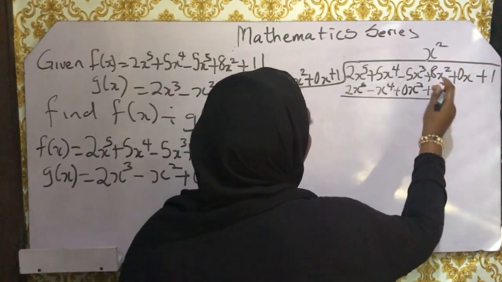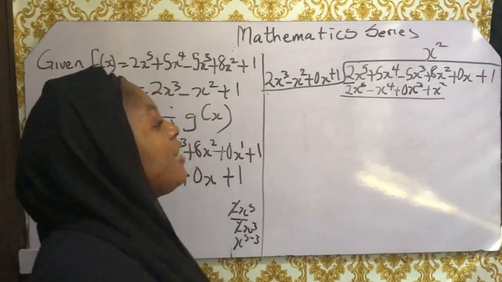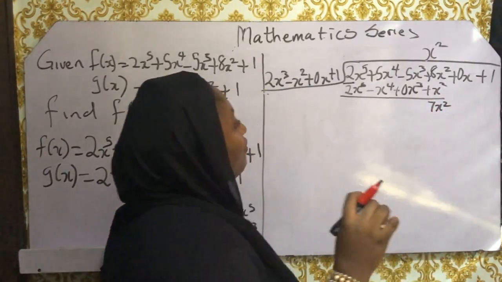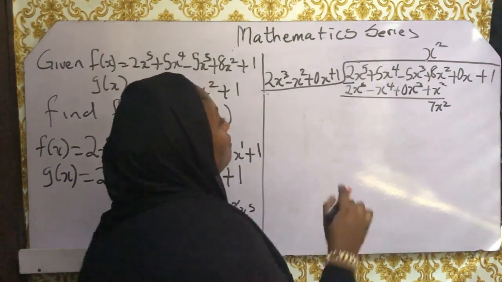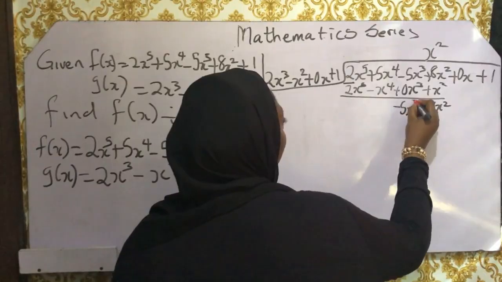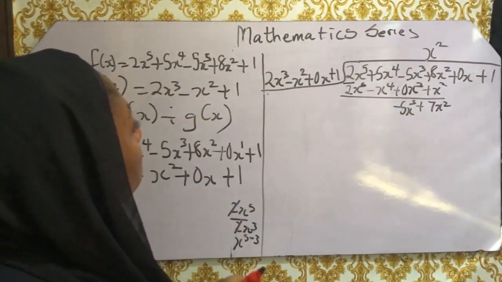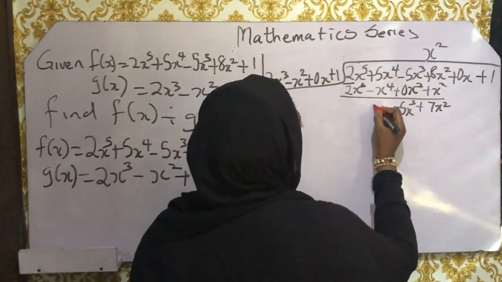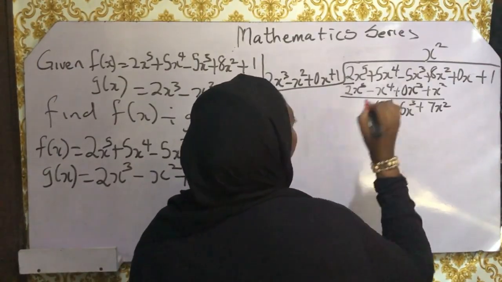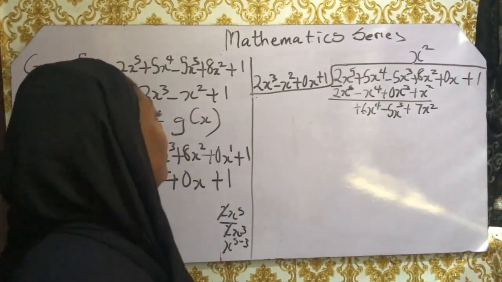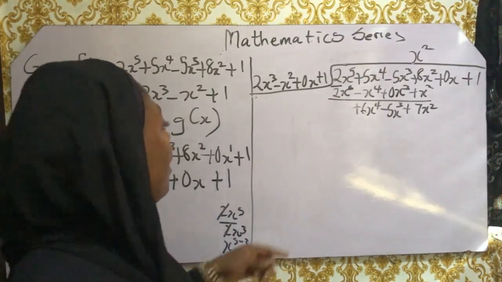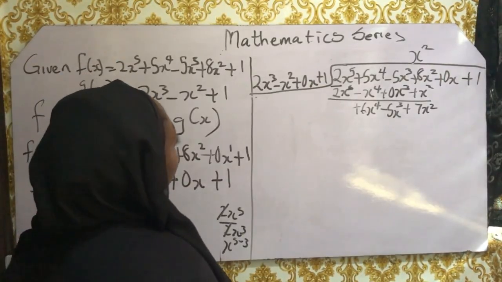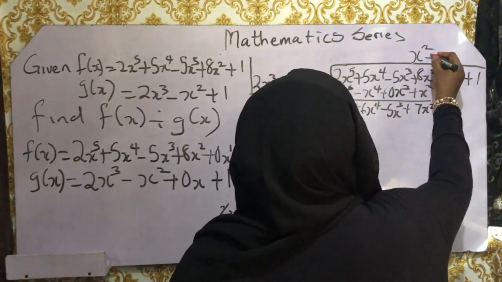So now let's subtract. Normal rule of division. 8x squared minus positive x squared gives 7x squared. Negative 5x cubed minus 0x cubed gives negative 5x cubed. 5x cubed minus negative x to the power of 4 gives positive 6x to the power of 4. 2x to the power of 5 minus 2x to the power of 5 gives 0x to the power of 5. So we have 6x to the power of 4 divided by 2x to the power of 3. That gives just 3x. So we have plus 3x.